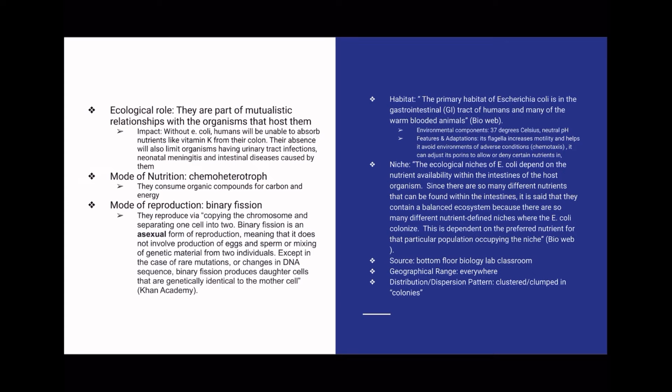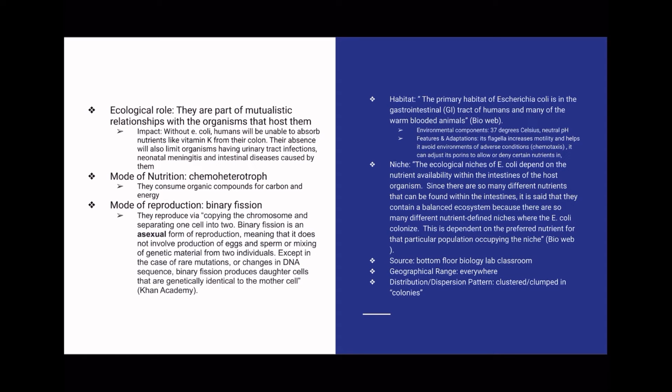The ecological niches of E. coli depend on nutrient availability within the intestines of the host organisms. Since there are so many different nutrients that can be found within the intestines, it is said that they contain a balanced ecosystem because there are so many different nutrient-defined niches where the E. coli colonize, which is dependent on the preferred nutrient of that particular population occupying the niche.